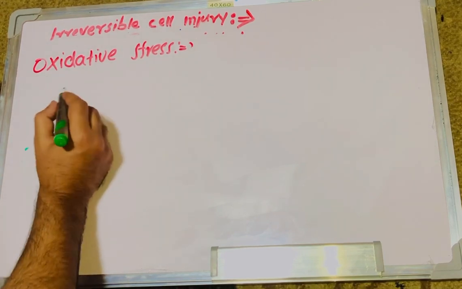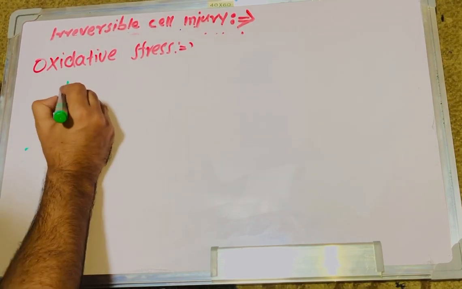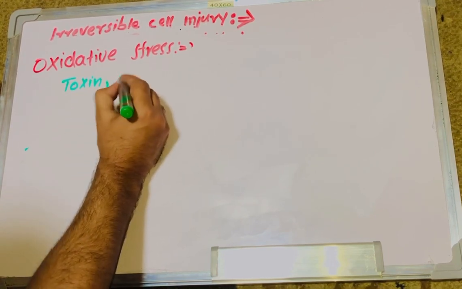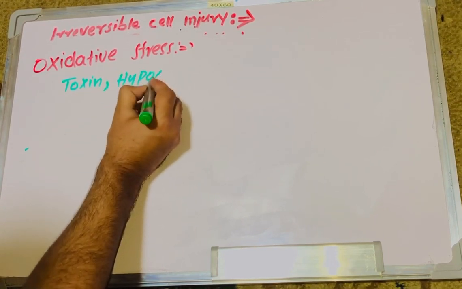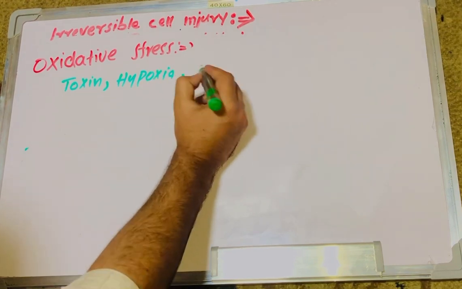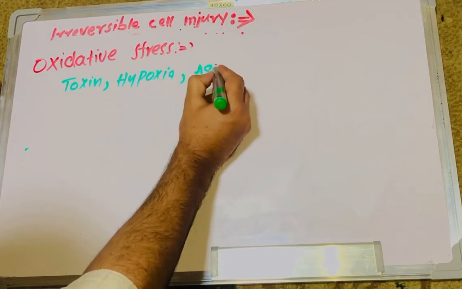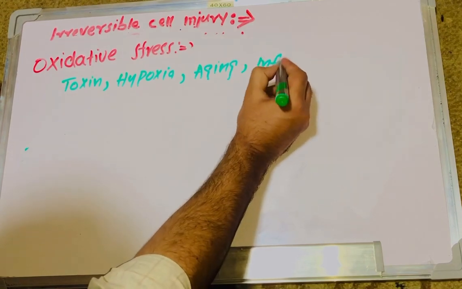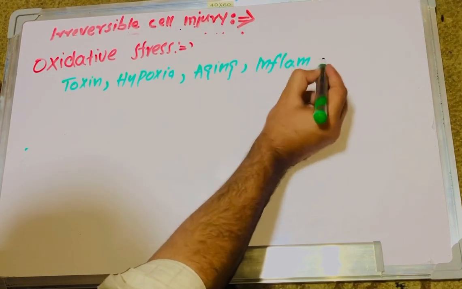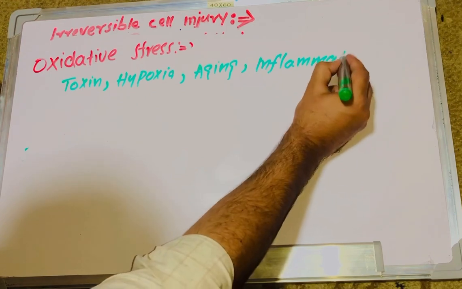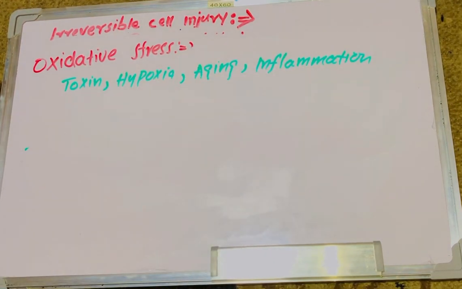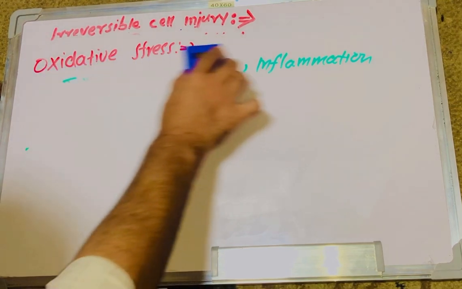Free radical mediated injury is caused by toxins, hypoxia, aging, and inflammation. These things lead to free radical injury. It means that in these cases free radicals will be generated.